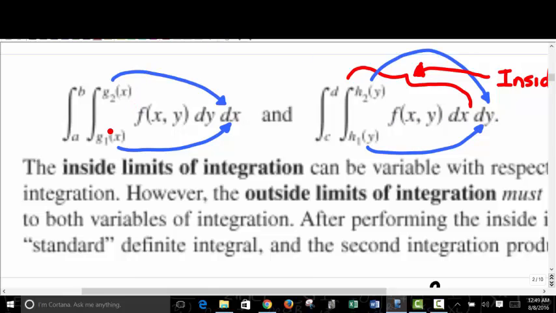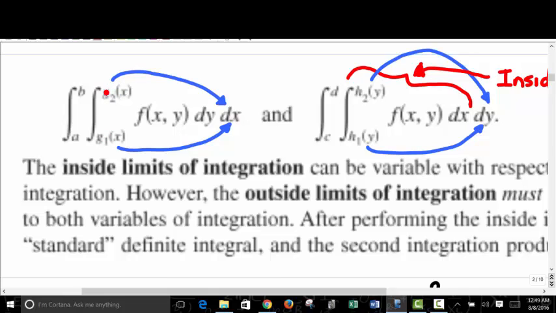Now, what's very important here: if your inside limits are for dy, the only thing that's allowed in here, now they have g1 of x and g2 of x, but those could be constants. That just means you can have two different functions of x, one function of x and a number, or they both could be numbers. You cannot have y's there.